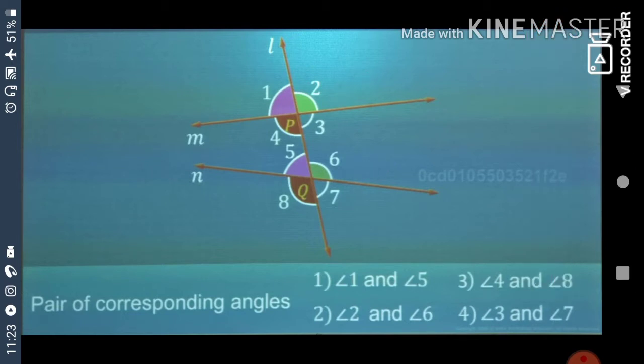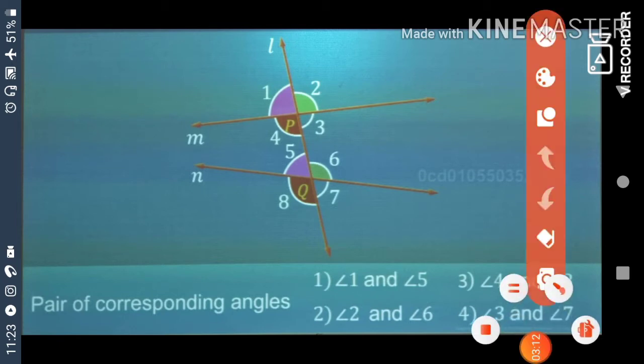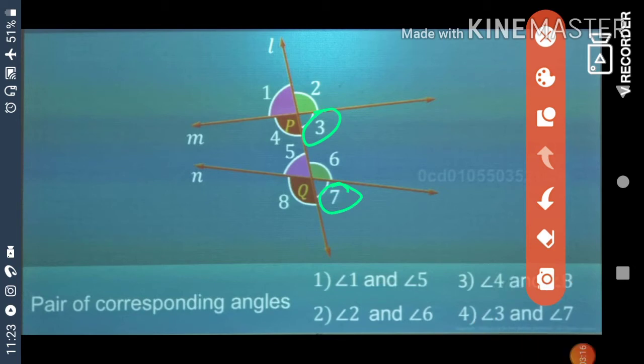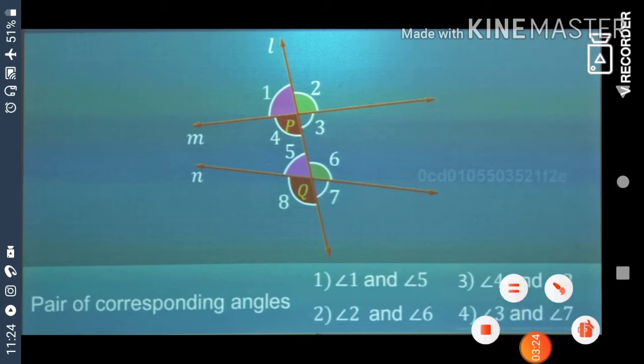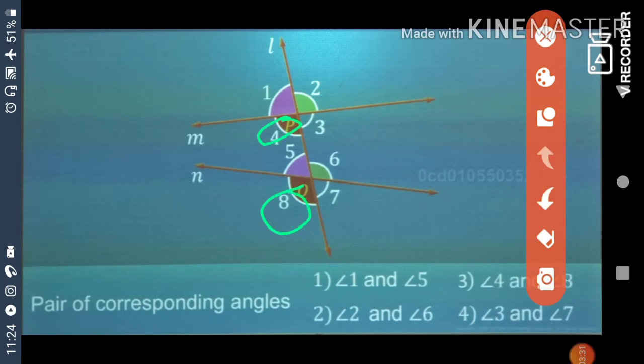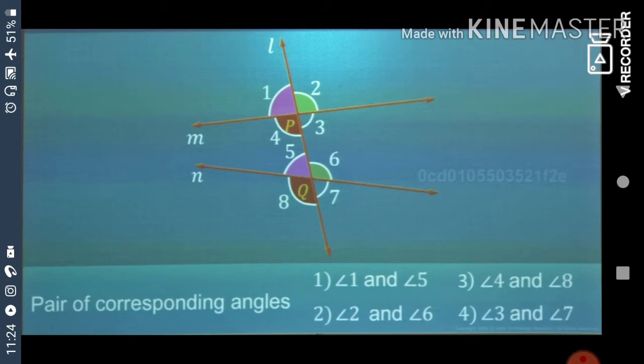And more are there, these are 3 and 7. See here, this 3 and this 7 are also made on the same side of the transversal. This 3 is interior and 7 is exterior. So this is also a pair of corresponding angles. More are there, let's check here. This 4 and this 8 are also a pair of corresponding angles. So I hope it is clear to you what corresponding angles are.